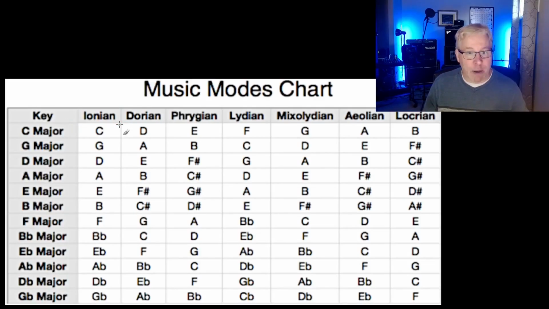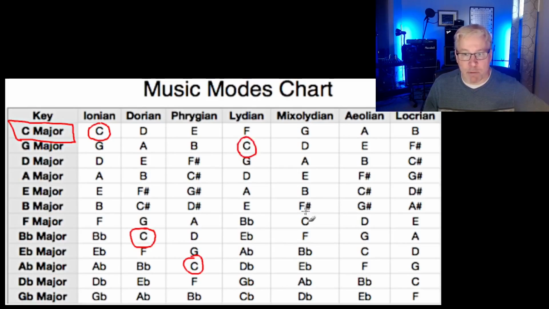Now in order to find parallel modes, what we need to do is look up the tonic notes of the key of the progression that we are working with. In our case, we've been sticking to C major. So C major is the key of our song or chord progression, and the parallel modes that we would find, I'm circling them right here.